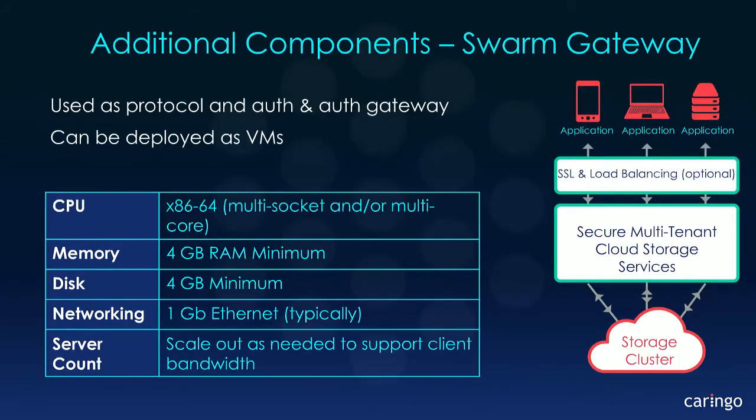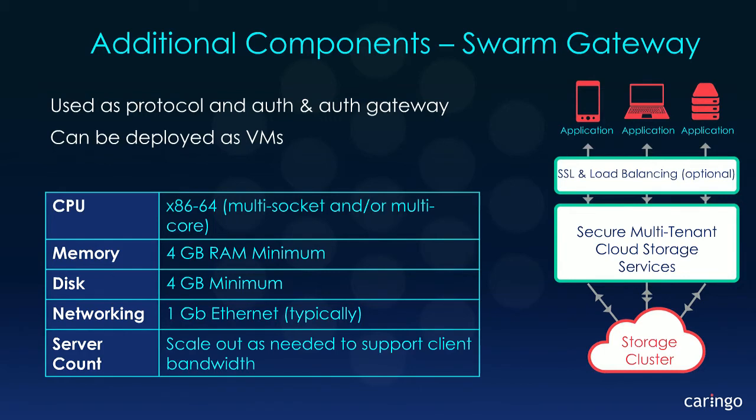All right, so we talked about list and query with Elasticsearch, and we talked about storage proper. Last but not least is Swarm Gateway. What does Swarm Gateway do? It is a reverse proxy that sits between the clients and Swarm storage, and it is used as an authentication and authorization gateway. It handles the hooks that are needed for quota and billing. And then last but not least, it is also a protocol translator.